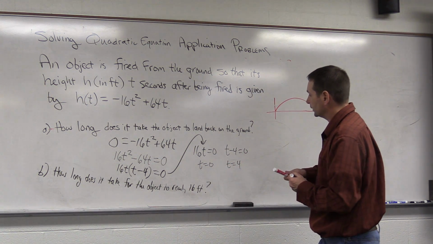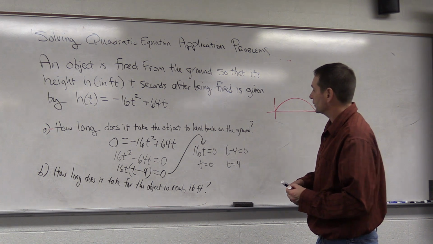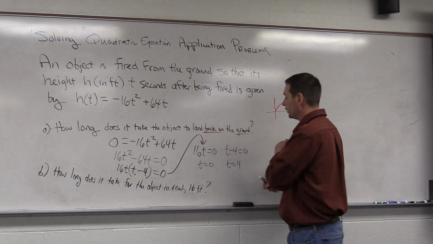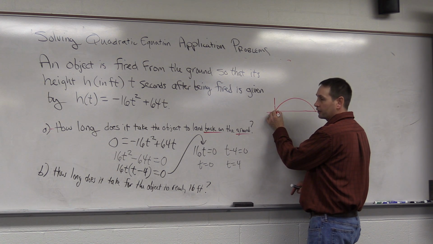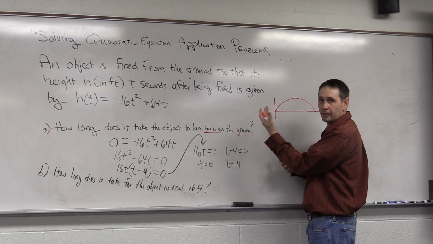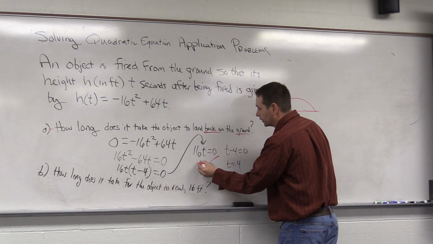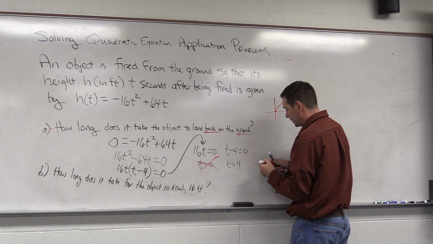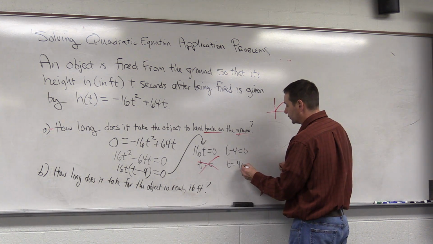But I'm actually asking you, how long does it take the object to land back on the ground? So I know when I started out, I was on the ground, I was fired from the ground, so that was when the time was 0. So I can ignore that answer. I'm looking for when it lands back on the ground. So it would land back on the ground after 4 seconds.